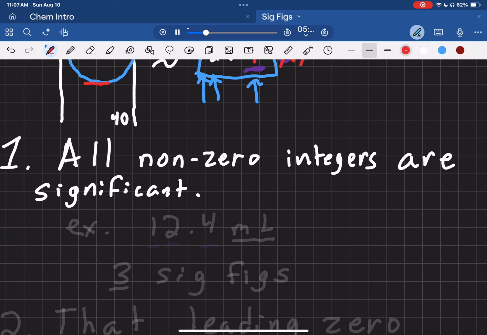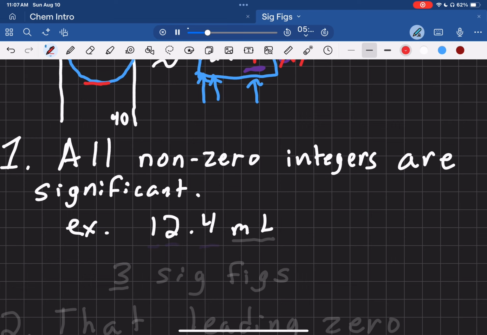So let's say, for example, that I measure something on a thermometer or on a graduated cylinder, and I measure it to be, as an example, 12.4 milliliters, right? Since we're measuring volume, we would measure volume in milliliters if it was a liquid. Okay.